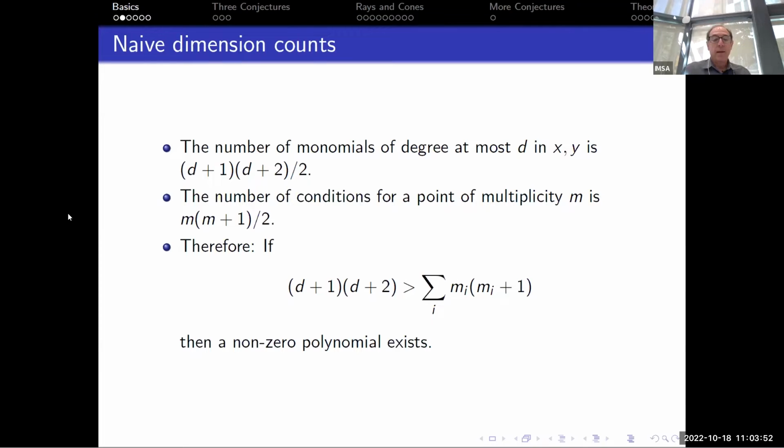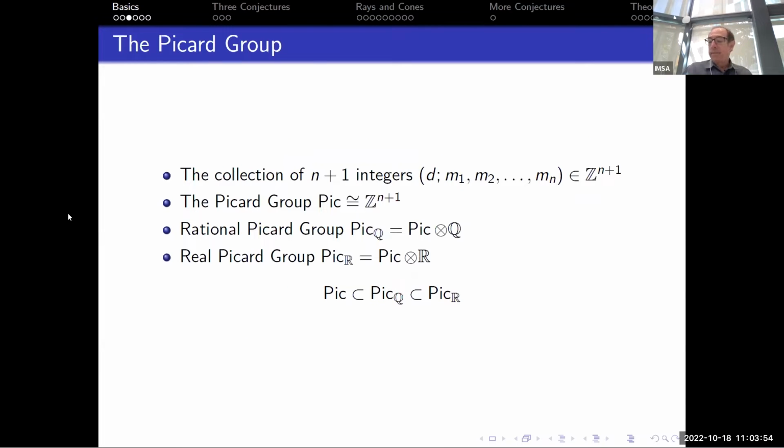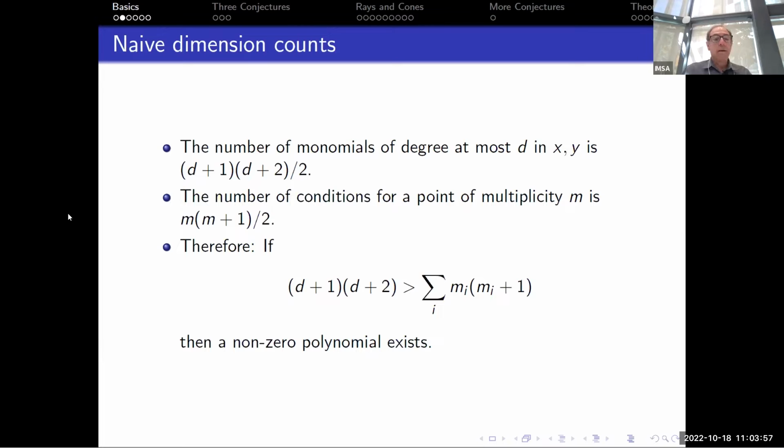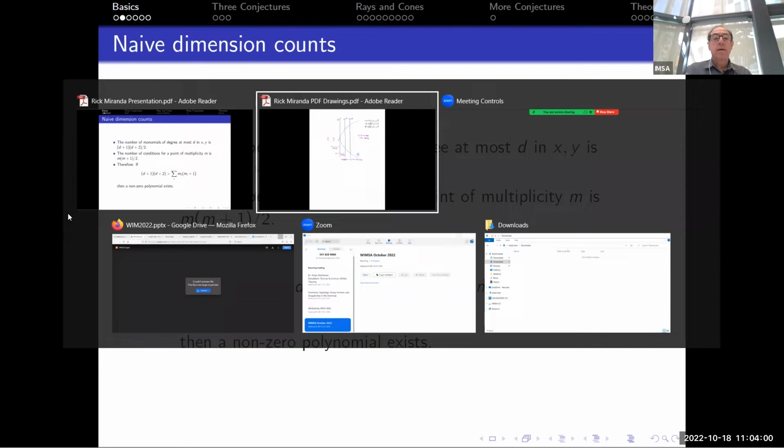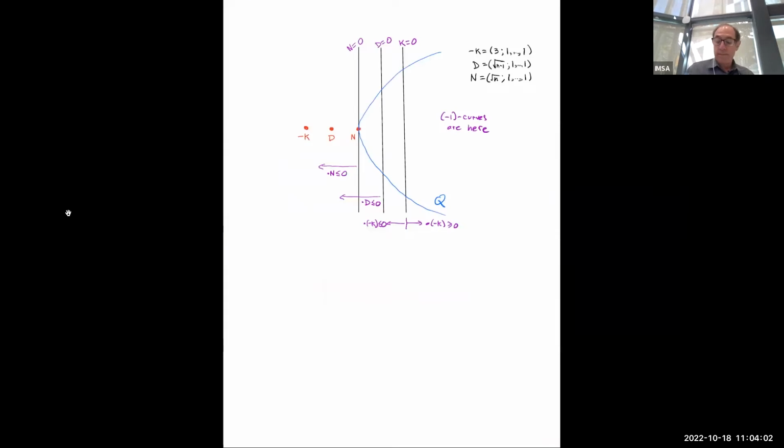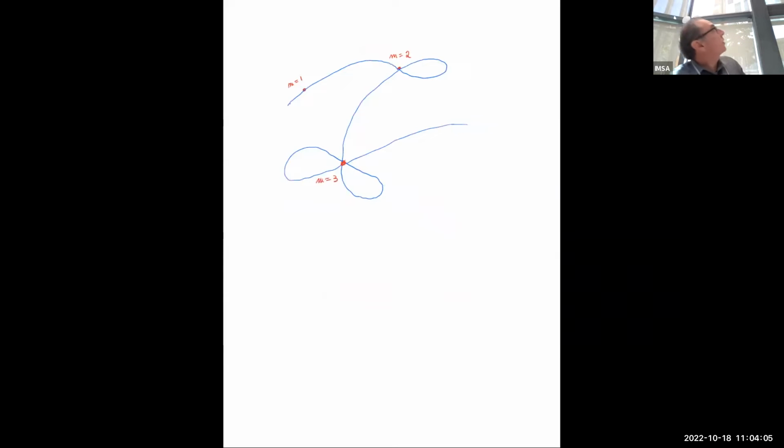I multiply both sides by 2 here. That is the condition. By the way, if I go to this picture here, this is just a cartoon of 3 points. I asked for multiplicity 1 at one point, multiplicity 2 at another point, multiplicity 3 at another point. You see what the curve might look like. The multiplicity naively could be the number of branches that pass through the point, right? So you fix the points, you fix the multiplicities, and you ask, is there a curve of degree d that does this?